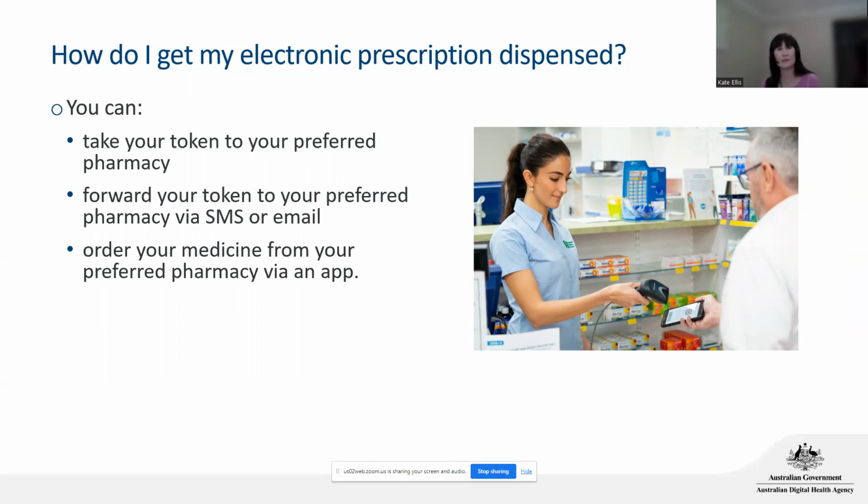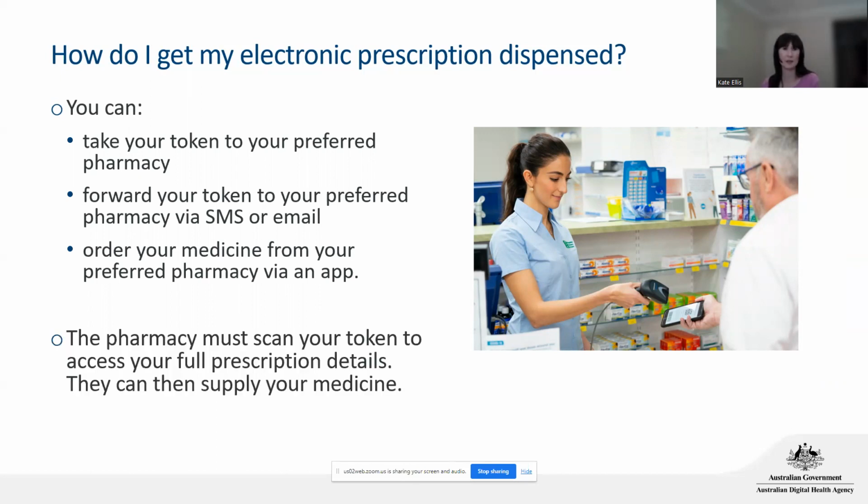Or there are some pharmacies that actually have apps, and you can order your preferred medicine from the app as well. So there's a number of them. A lot of the bigger pharmacy chains have their own app, which I won't go into today, but that is another option. What I'd recommend is just speak to your local pharmacist and they'll point you in the right direction of the best thing for you. And that's basically how it works.